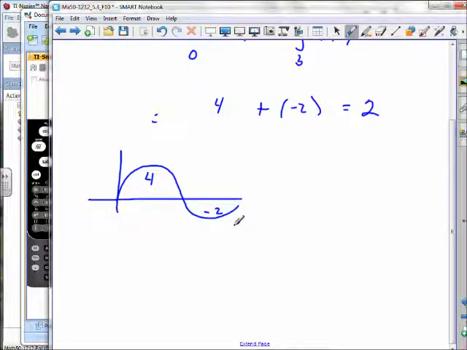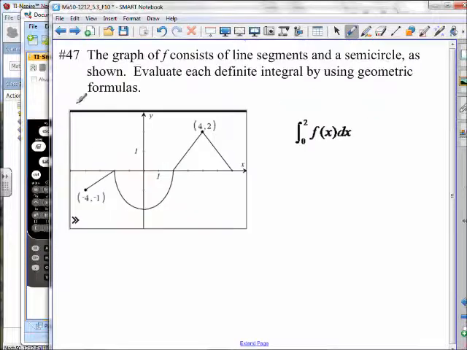It's below. And again, there are times when we don't want the net, which is 2, we want the gross. How much is it total without the signs on it? And it would be 6 in this case. Okay.